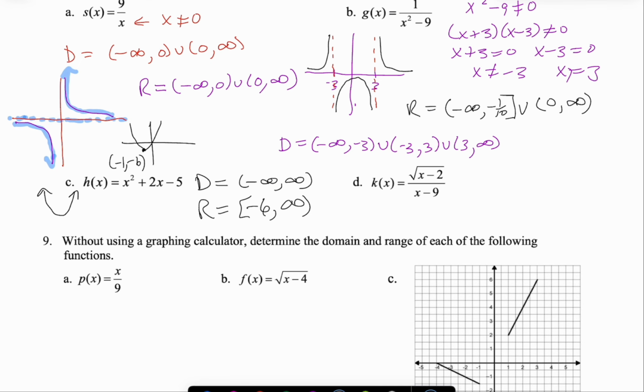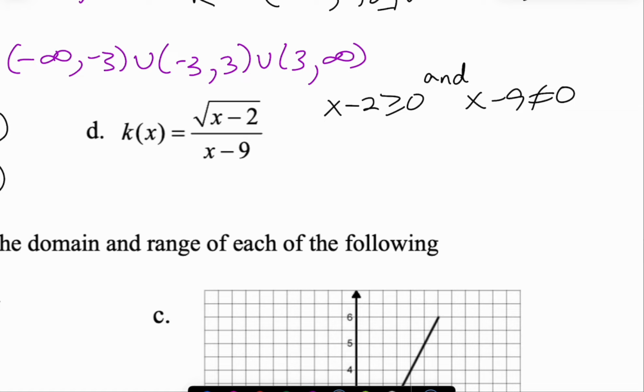And then let's talk about D. It's a fraction. We can't have a denominator equals 0, but I also see a square root. And square roots have problems because the inside has to be greater than or equal to 0. So let's write down the two things we have to have. X minus 2 has to be greater than or equal to 0, and x minus 9 is not allowed to equal 0. And let's actually put the math word and between it. Okay, let's solve each one. So this would be x is greater than or equal to 2, and x is not allowed to equal 9.